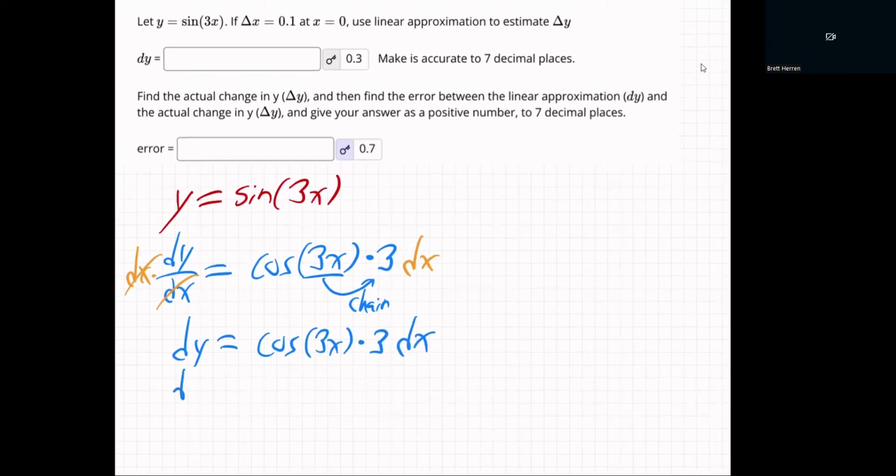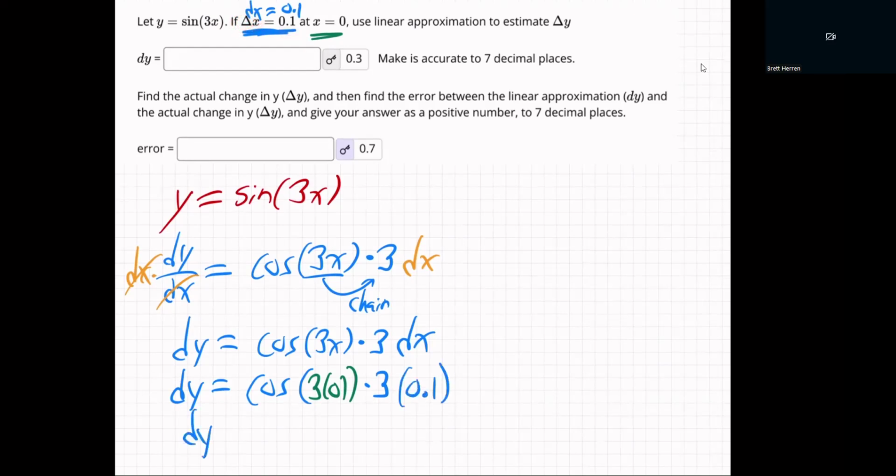So let's plug this stuff in. dy is cosine, what is x? x is 0. 3 times 0, times 3. And what is dx? This right here, dx and delta x are the same. There's no difference between those two. They're the same thing. That just means D stands for difference. This triangle here also means difference. It's a Greek D called delta, and it just means the difference in x value, 0.1. So that's going to be 0.1.